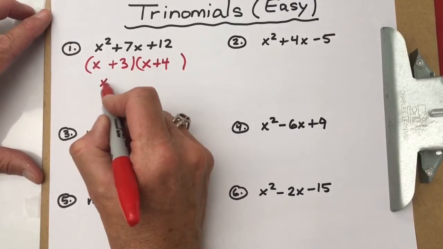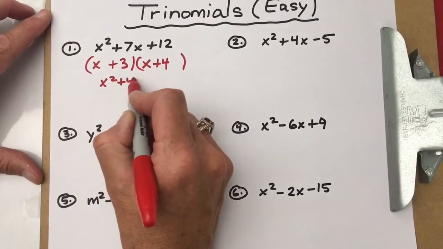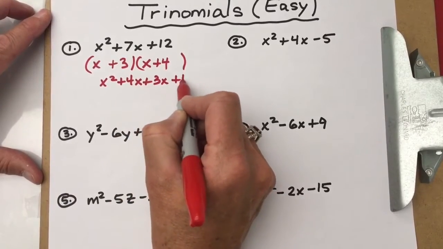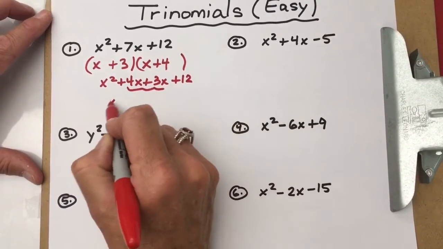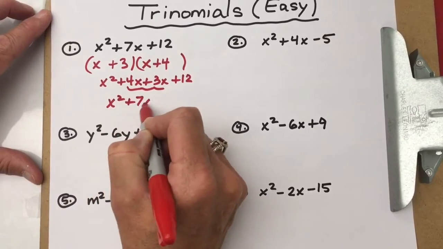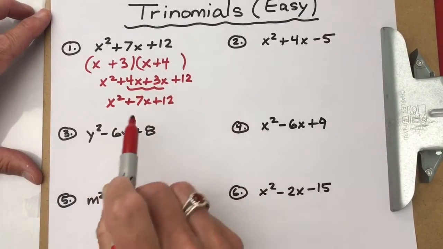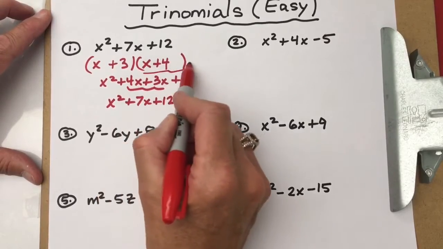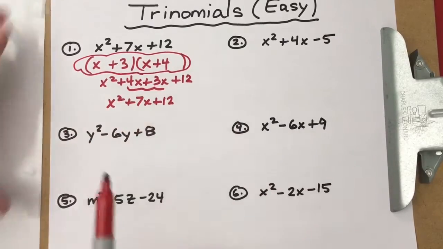X times x is x squared. X times 4 is 4x. I'm just spelling it out. 3 times x is 3x. 3 times 4 is 12. And look, you can add the 2 in the middle. You get x squared plus 7x plus 12. So see how I have two numbers that multiply to 12, but they add to the 7? So that's how we're going to do easy trinomials.